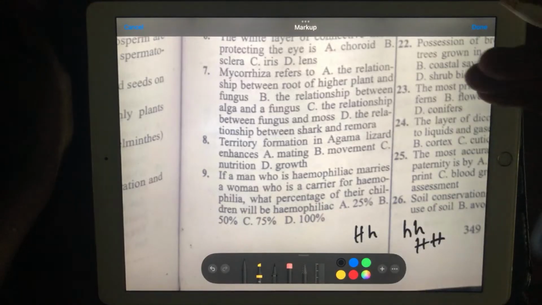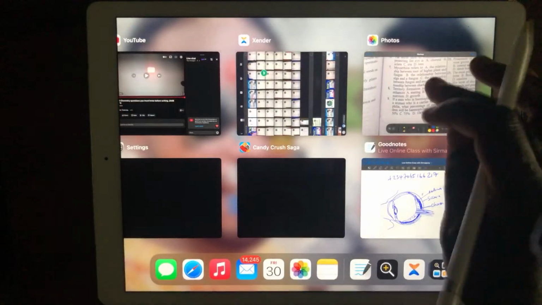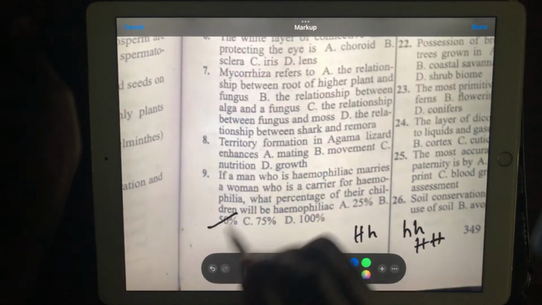So what is a sex-linked character? A sex-linked character is a character, but before then, the answer to this question is obvious, it is 50%.